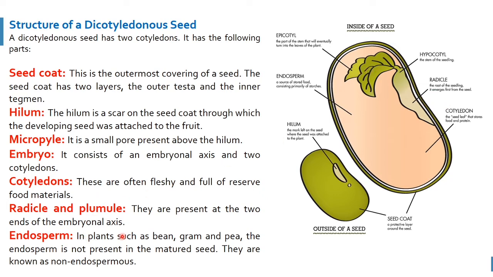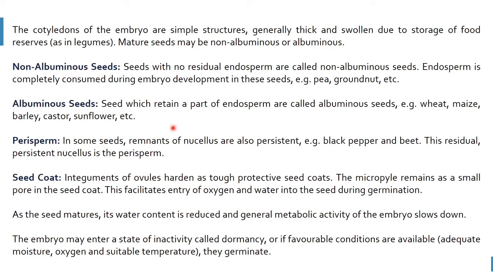Then there is the endosperm. Most of the time the endosperm is absent in dicots, so most of the seeds are known as non-endospermous. For example, in plants such as bean, gram and pea, the endosperm is not present in the mature seed. On the other hand, in monocots, endosperm is present. The cotyledons of the embryo are simple structures, generally thick and swollen due to storage of food reserves. As you must have seen in legumes like pea and gram seeds.